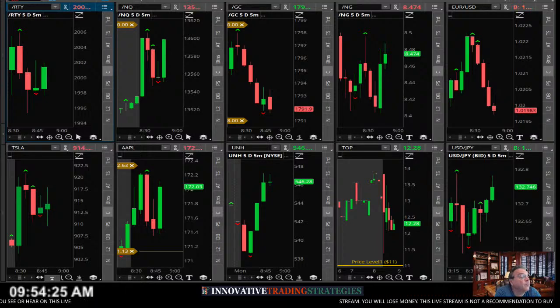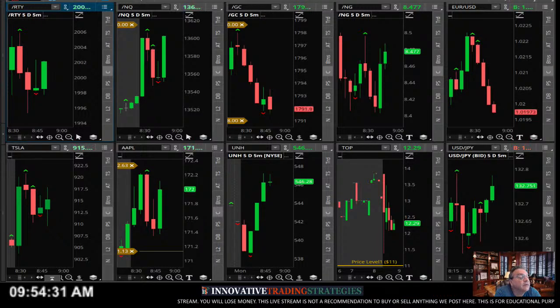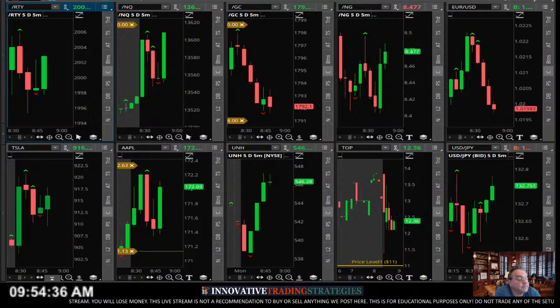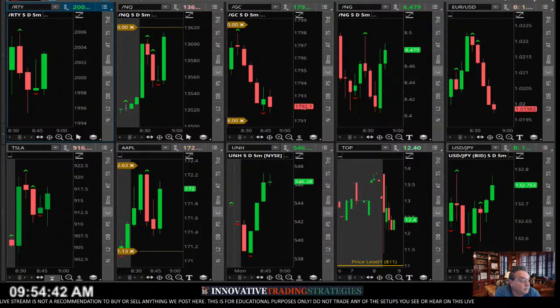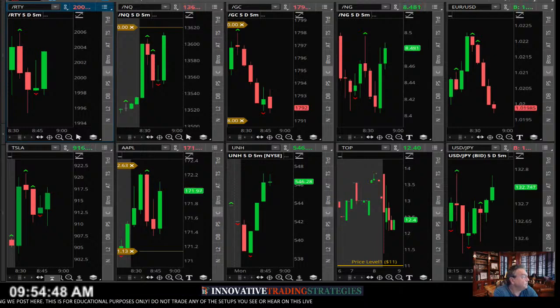Nice. All right, now we're approaching target on mini NASDAQ. Been long that for a while. 136.20 is my target on the mini NASDAQ. Still short gold. Still long Apple. Waiting for TOP to pull back a little bit lower here.